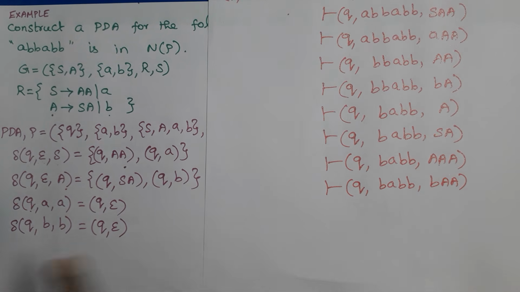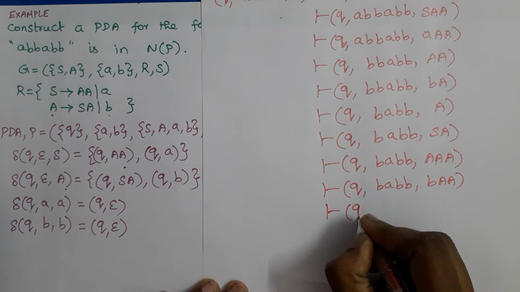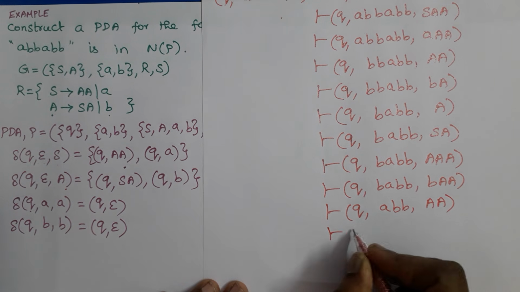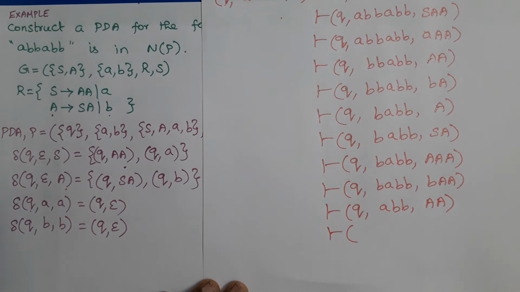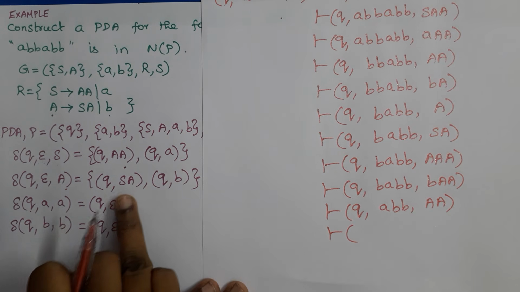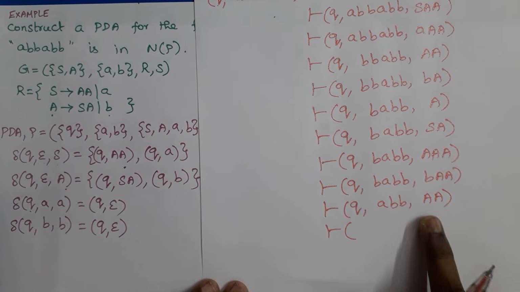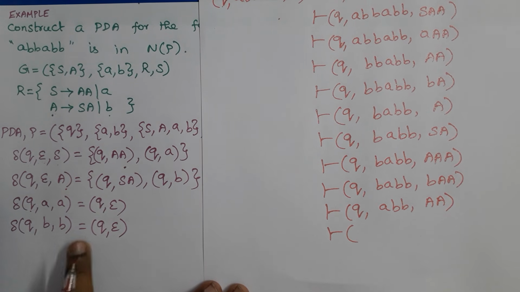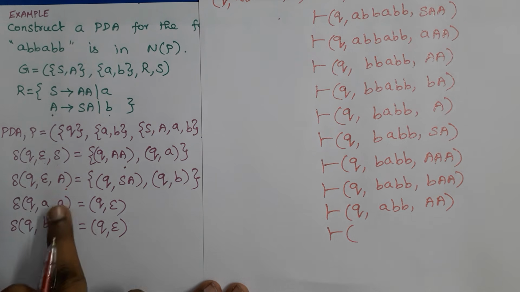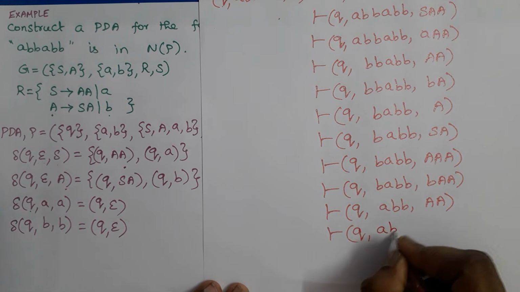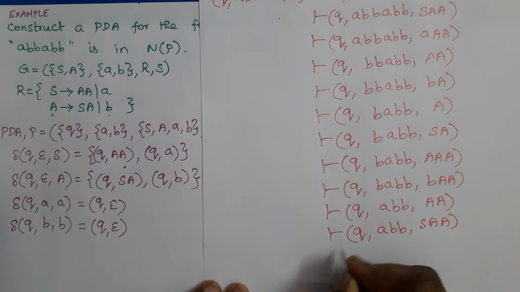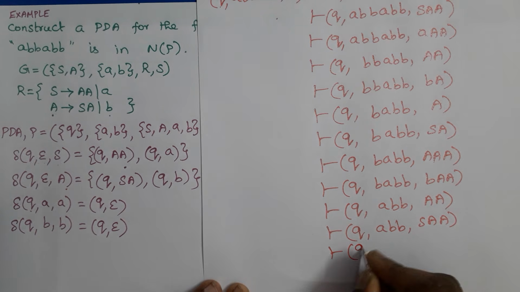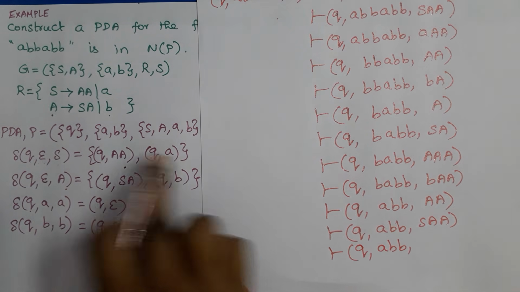Now Q, B, B, so we can follow the final rule. Remove B from the input string and pop B from the stack. Then Q, epsilon, A, so we have to consider SA because A cannot be replaced by B. If we replace A by B, in the next step Q, A, B will come. That is not a transition function here. So A must be replaced by SA. So Q, comma, ABB, SAA. Then Q, epsilon, S. So now we can use this one. So S is replaced by A.